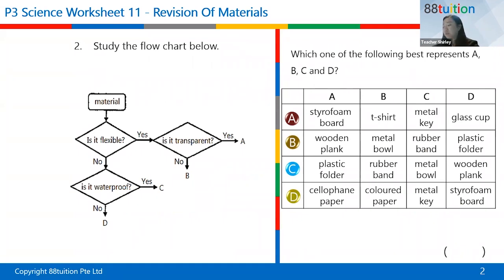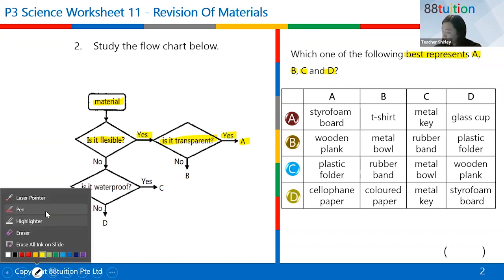Here we have a flow chart. To read the flow chart, you are P3 now, so you should have been exposed to at least 1 or 2. Otherwise, I'll just go through with you first. This question requires us to match. Which of the following best represents A, B, C, and D? Let's start with A first. We'll use the same color. It's a material. It is flexible, yes. It is transparent, yes. So that's your A. So flexible and transparent.